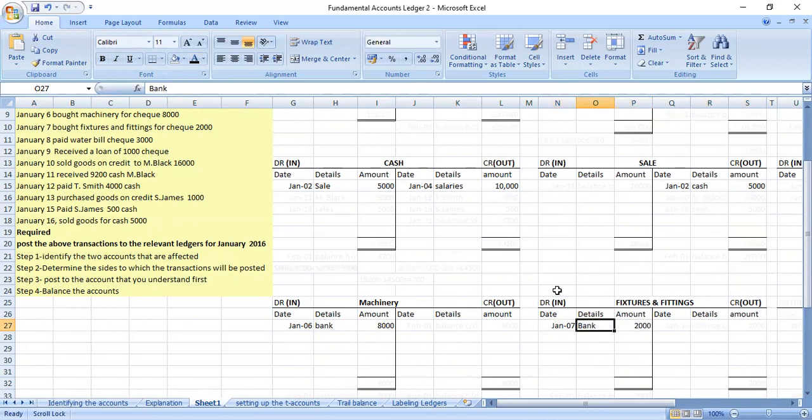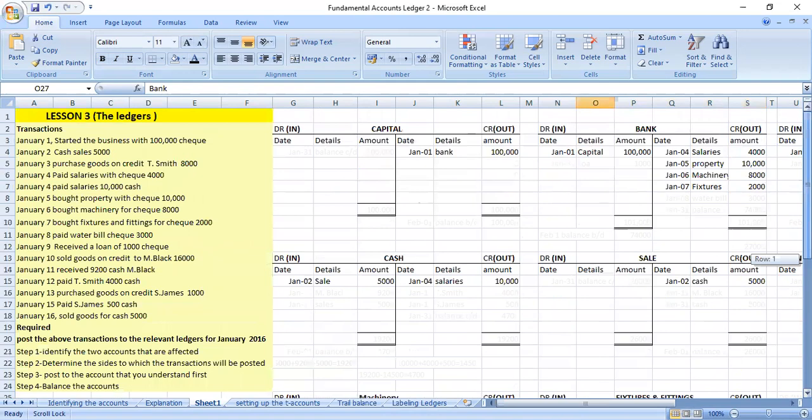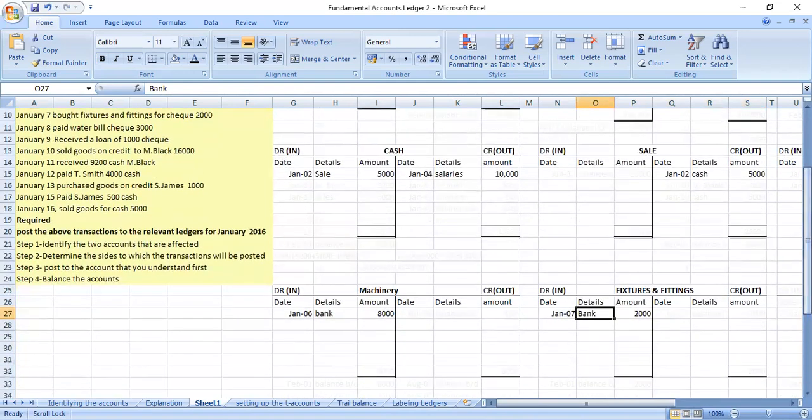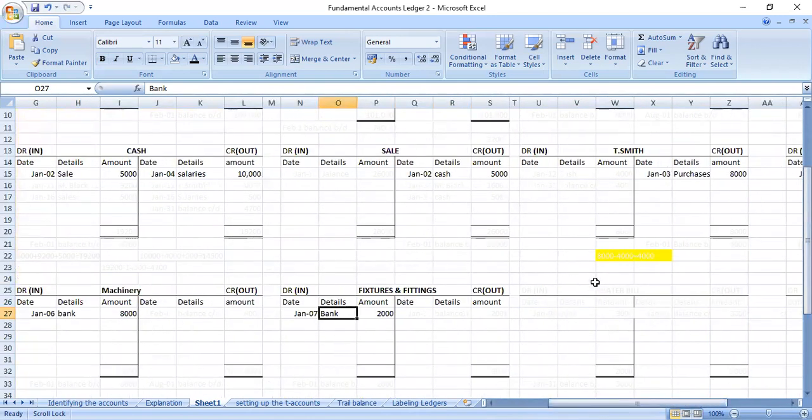All right. Our next transaction is January 8th. Paid water bill by check, $3,000. Two accounts, water bill and bank. Do we have a bank account? Yes, we have a bank account right here. Do we have a water bill account? No, we don't, so we will have to create one. So here's our water bill account now, and we're labeling our account.